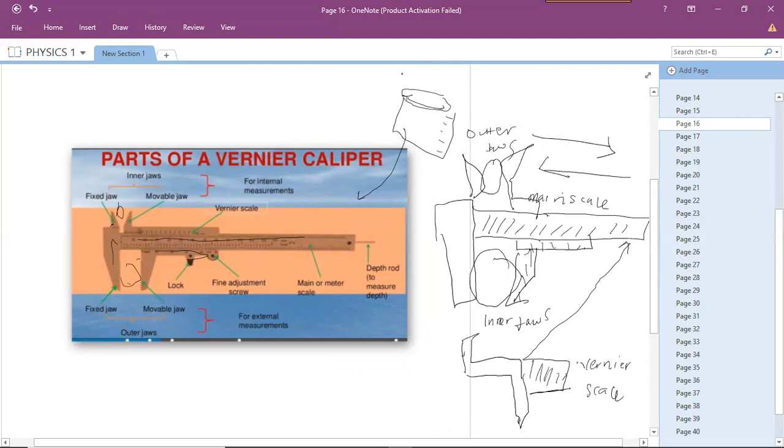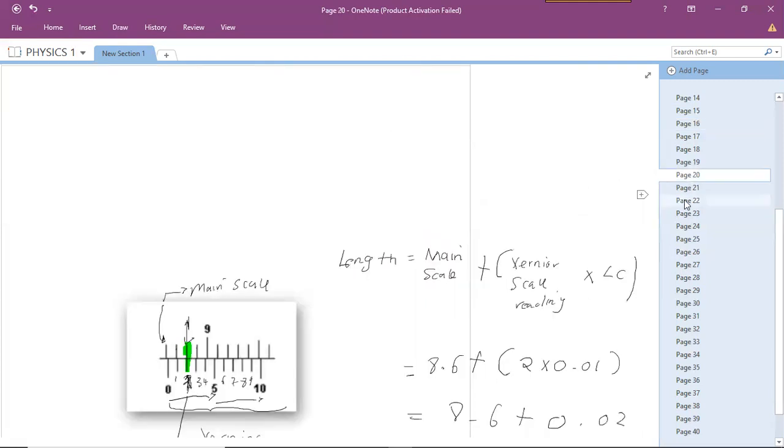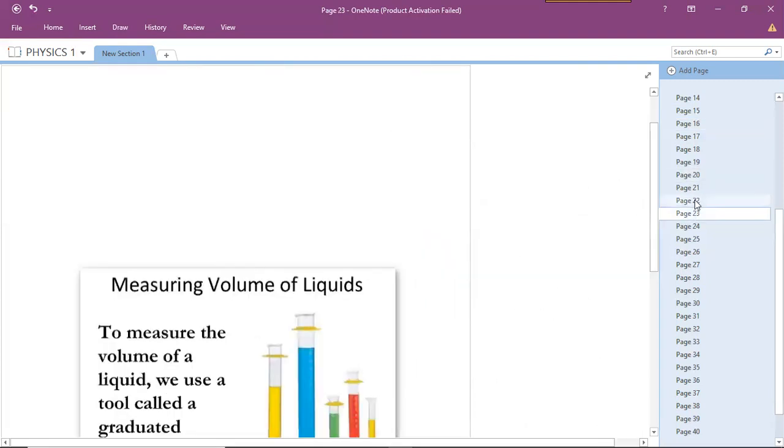So I can get my Vernier caliper using the outside jaws. I can clamp it from there, and I can clamp it there, and I can know the diameter of my measuring cylinder. So this is a good example. And they say, all right, give one example of an application of using a Vernier caliper. Then you can say, measure the internal and external diameters of circular objects, for example, your measuring cylinder.